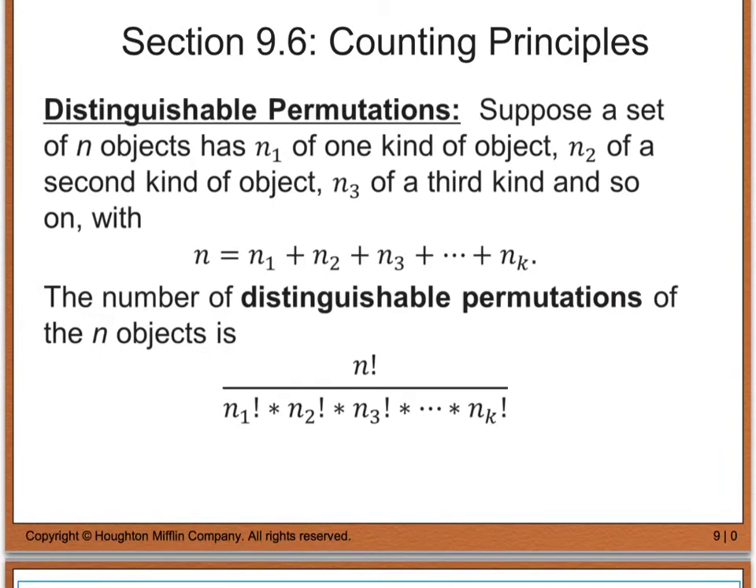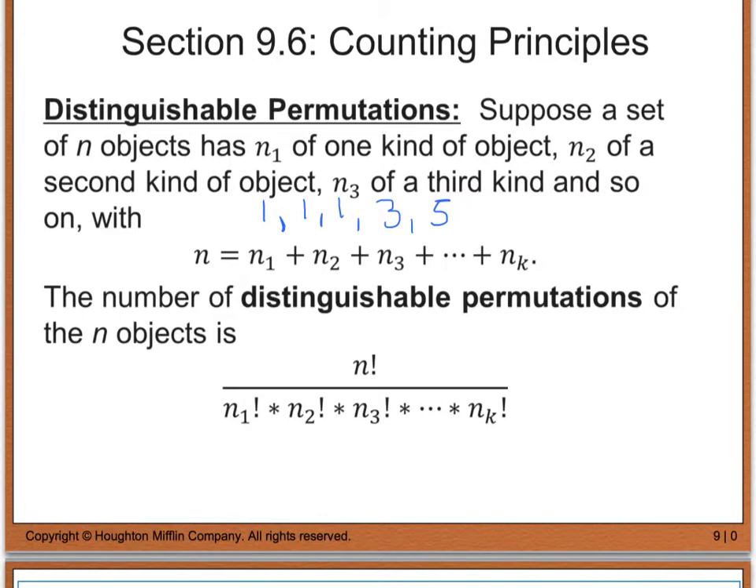Now sometimes when we're looking at sets of data, we want to know what a distinguishable permutation is. A distinguishable permutation is defined as a set of n objects that has n sub 1 of one kind of an object, n sub 2 of a second kind of an object, n sub 3 of a third kind of an object. In other words, if I have a set of data, let's just go 1, 1, 1, 3, and 5. n sub 1 would be these 3 ones here. n sub 2 would be all of the number 3s. n sub 3 would be all of the number 5s, and so on.